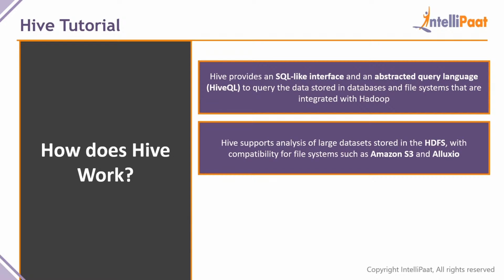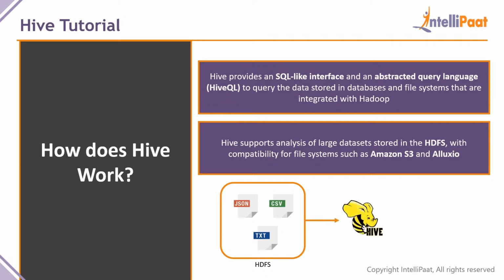Hive supports the analysis of large data sets, which can be stored in the HDFS, which is Hadoop's distributed file system. Hive also has compatibility for other file systems as well, such as Amazon S3 and Alluxio. So say you have your data present within your HDFS. This data could be structured, semi-structured, or unstructured. You have it present in the form of JSON or CSV or TXT. It's present within your HDFS server. So you'll basically extract that data using ETL and put it into Hive as in data warehouse.